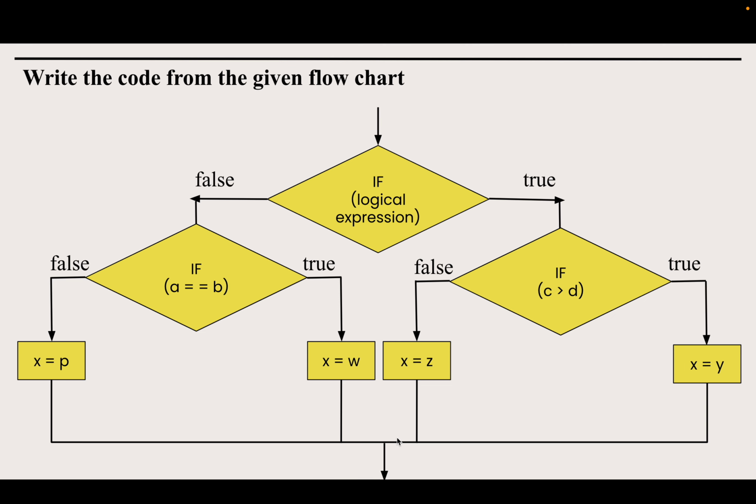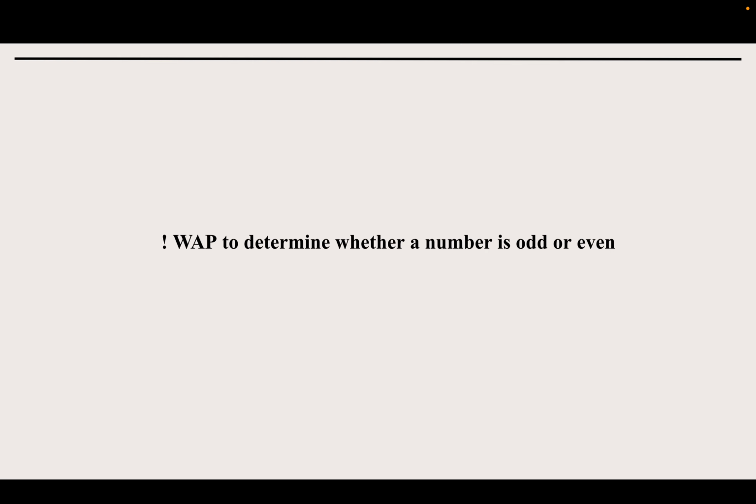So this way we can make our conditional statement in terms of a flow chart, and from the flow chart we can also make simplified code. Next, I have a very simple example of a conditional statement. Here in the program, we want to determine whether a number is odd or even. So let's go for the code.